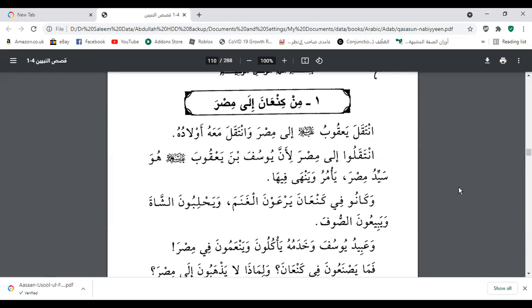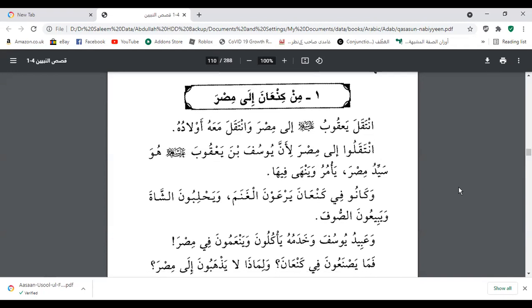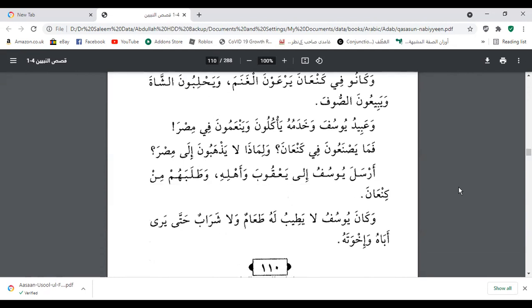وعبيد يوسف وخدمه يأكلون وينعمون في مصر. And the slaves of Yusuf and his servants, they would eat and enjoy the luxurious life ينعمون في مصر, in Egypt. فما يصنعون في كنعان. So what are they doing in Canaan? ولماذا لا يذهبون إلى مصر? So why would they not move to Misr?